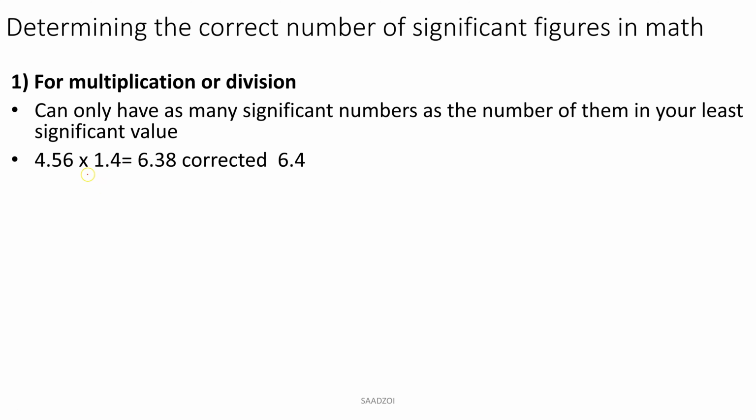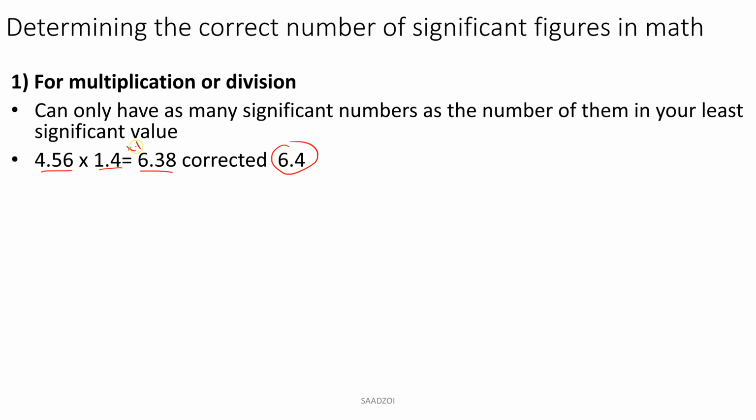So you look at all the numbers you're multiplying together and you identify which one has the fewest sig figs. Here we have 3, here we have 2. 2 has fewer sig figs, so our answer can only have 2. If there was 4.56 times 1.4 times 1 with only one sig fig, our answer could only have one number in its answer. So instead of 6.4, which is what you get when you multiply them together, you have to change it into the correct sig fig, which is 2. That's what this is. So it's the correct answer.